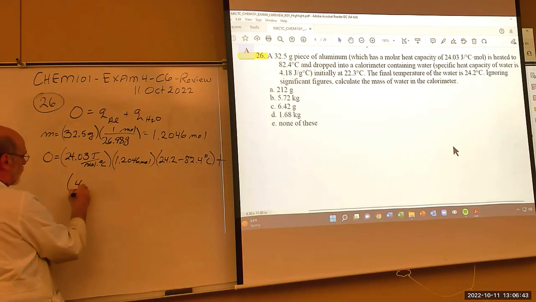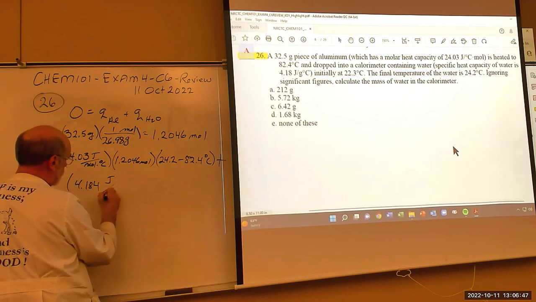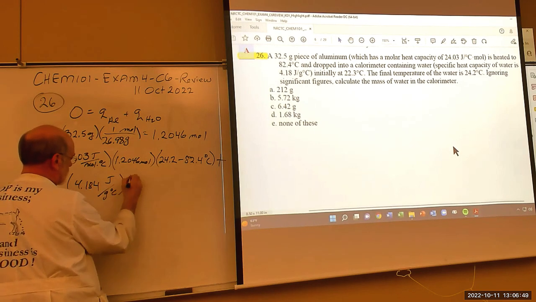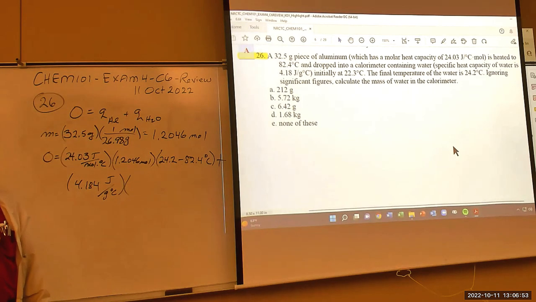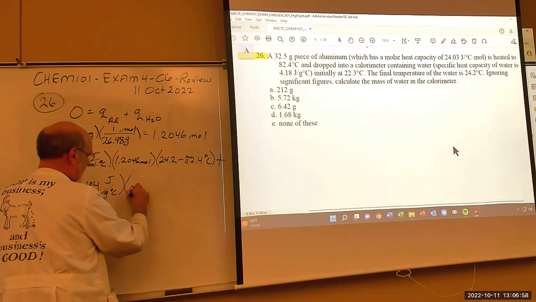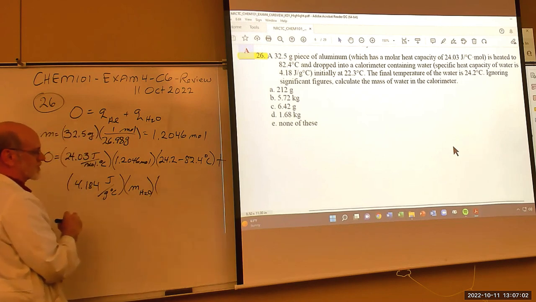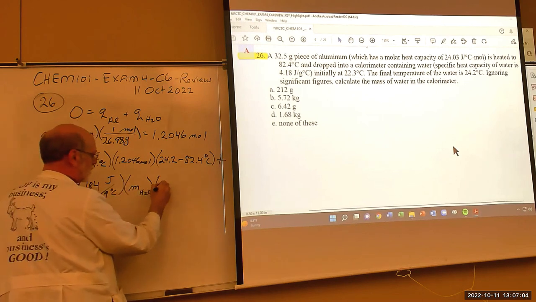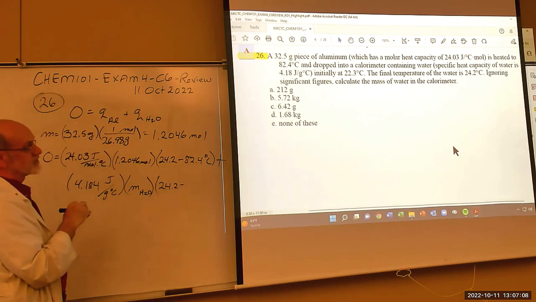Okay. Now we're going to add the second term. For water, 4.184, correct? Joules per gram degree C. Then the mass of the water. Do we know the mass of the water? That's the unknown. Mass of the water. Temperature change. Final is the same as the aluminum, but the initial is different.